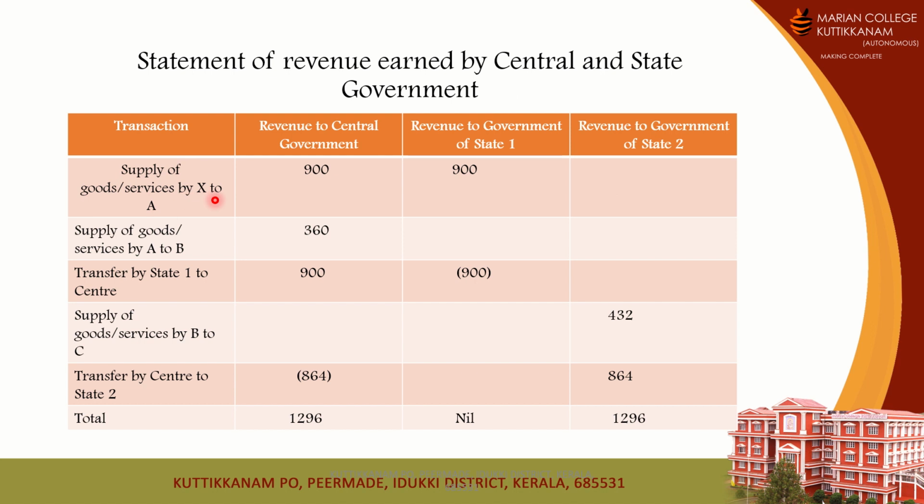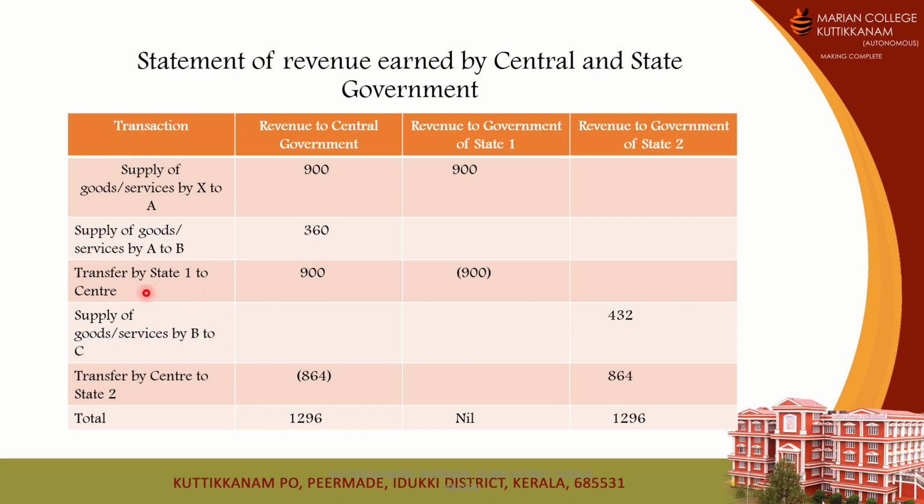X to A. Then that was an intrastate supply. So central and state government got a revenue of 900 rupees each as tax amount. Then the transaction took place between A to B. That means it was IGST. So there was an amount of 360 which was payable to the central government.